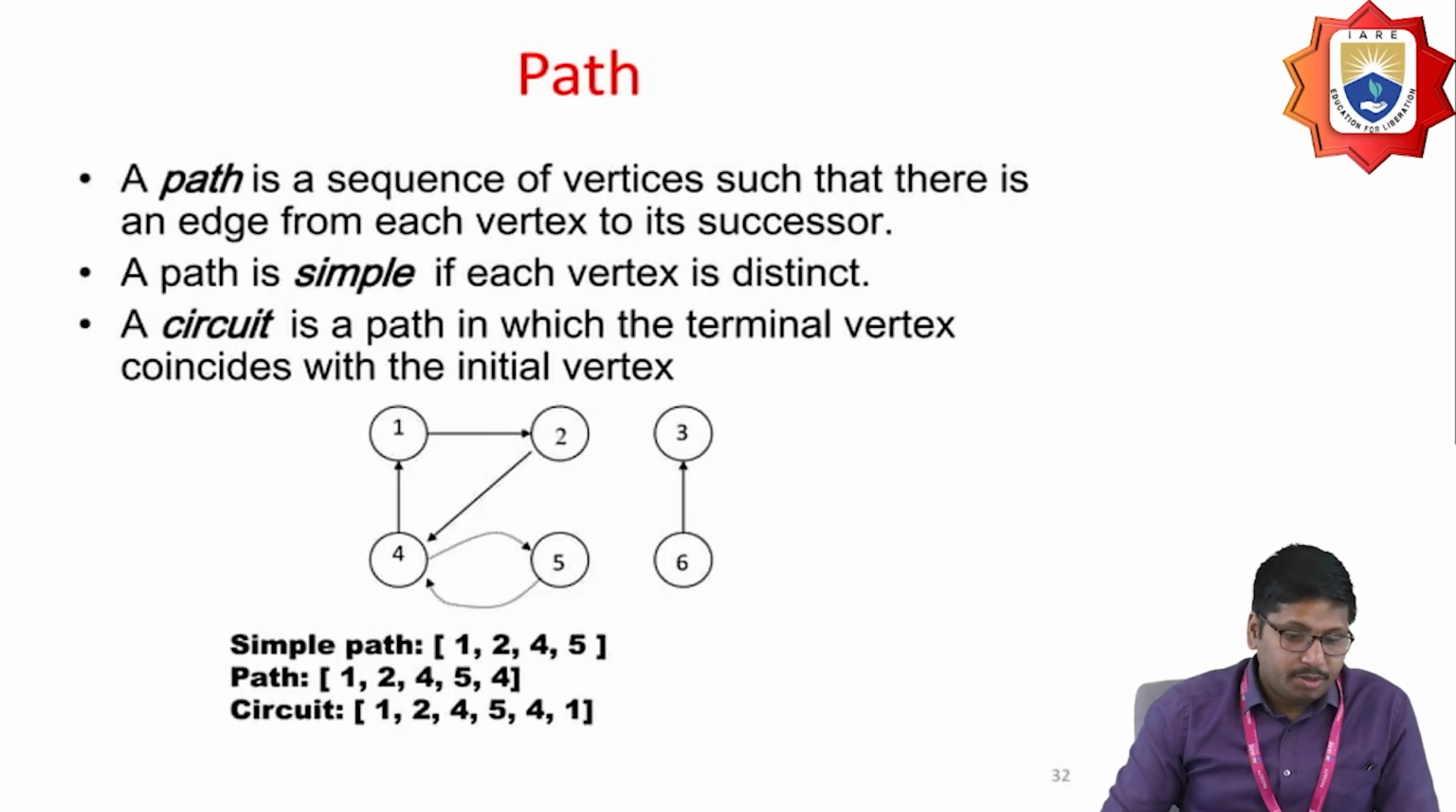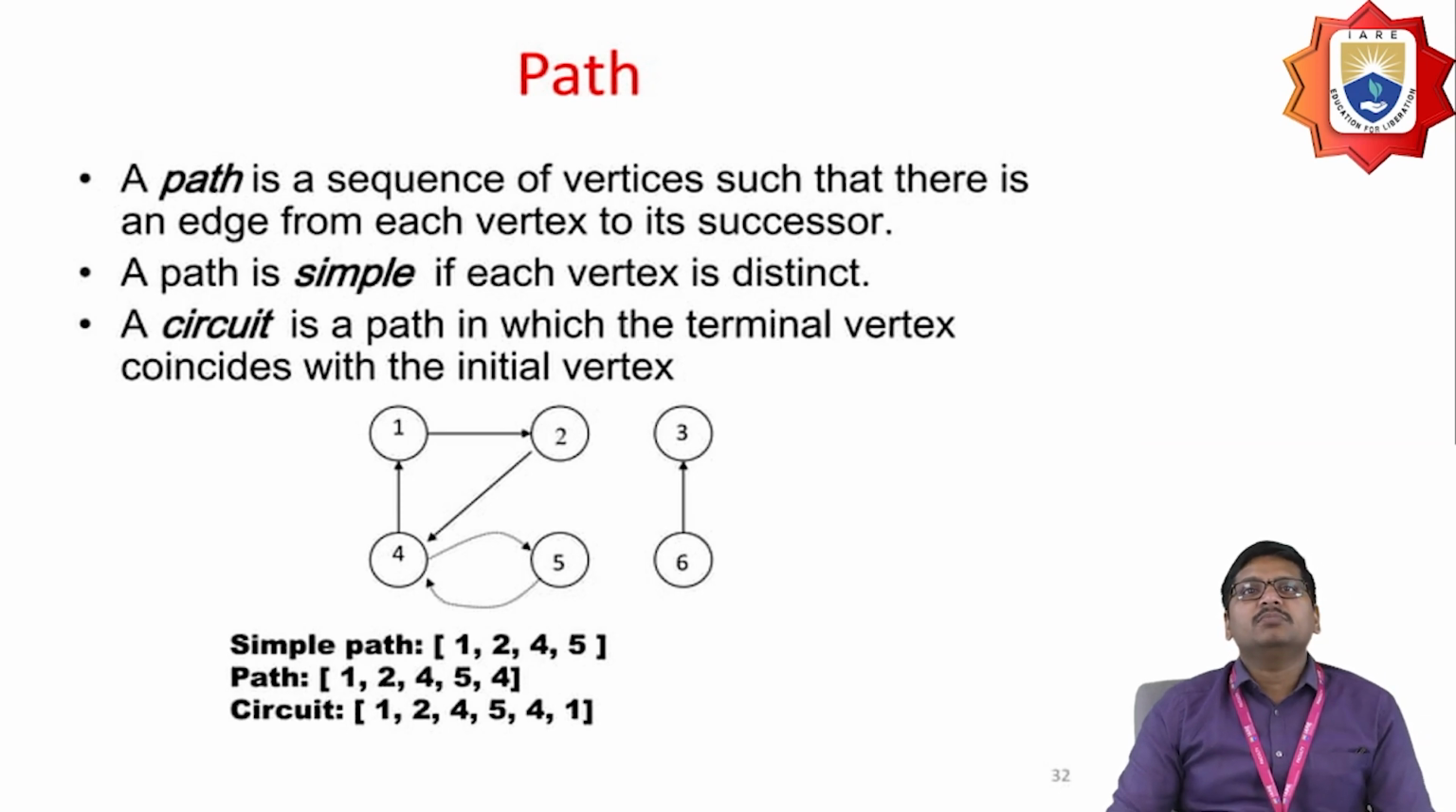And next one should be path. So path is nothing but a sequence of vertices such that there is an edge from each vertex to its successor. A path is said to be simple if each vertex is distinct, and a circuit is a path in which the terminal vertex coincides with the initial vertex.